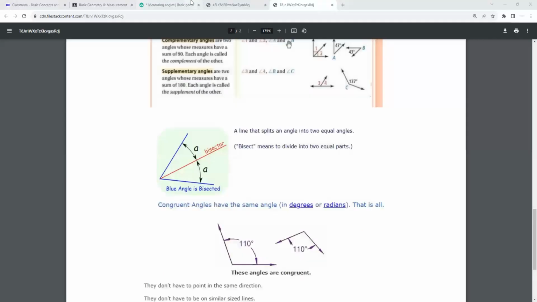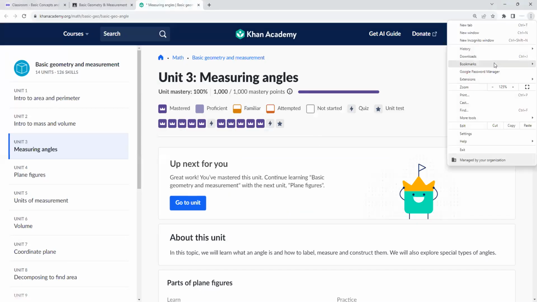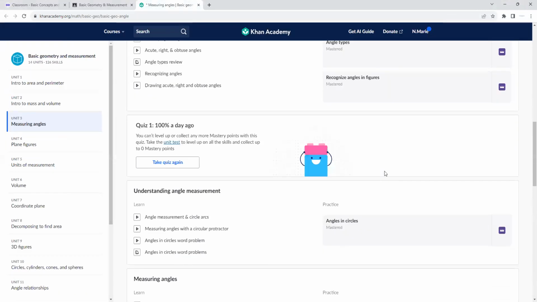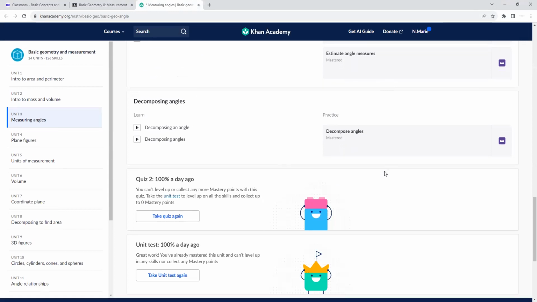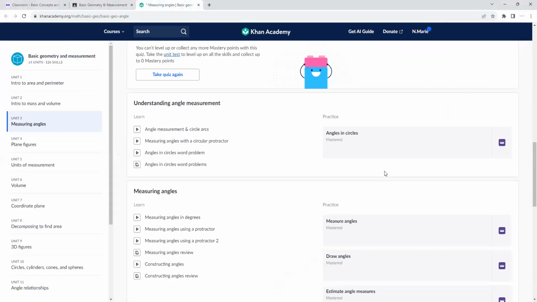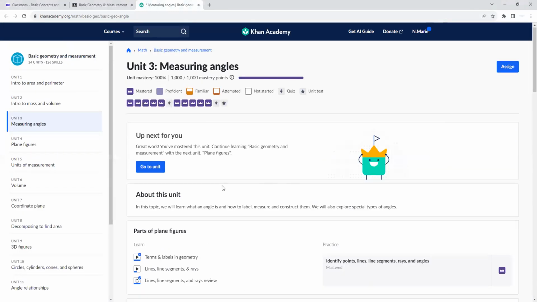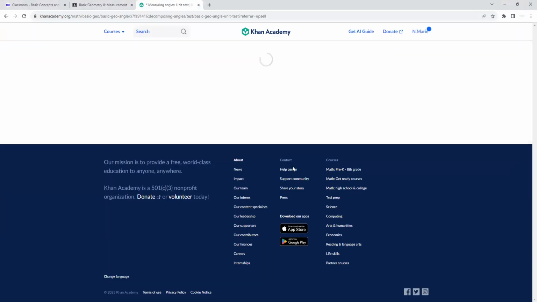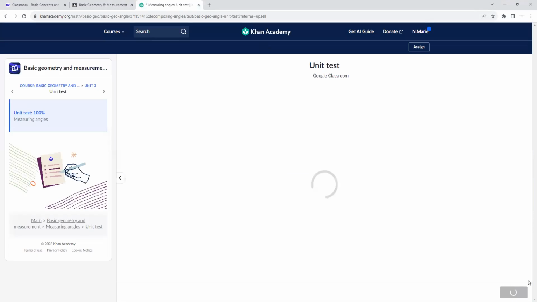All right, so let's practice some problems together. This is the measuring angles unit. You can go through the individual quizzes here. You can practice as much as you like. If you want, you can watch the videos, but let's go to the unit test and overall do a review of this unit. This unit is very simple.